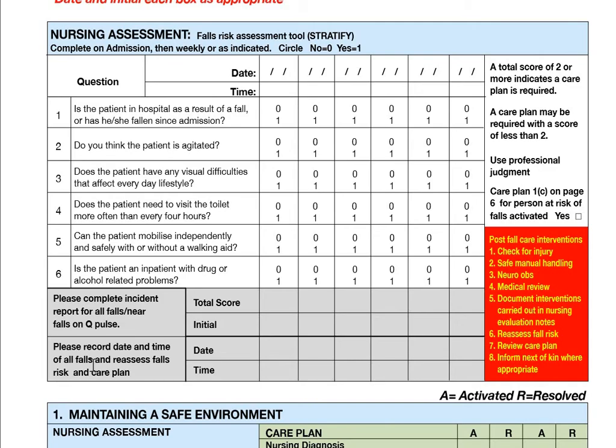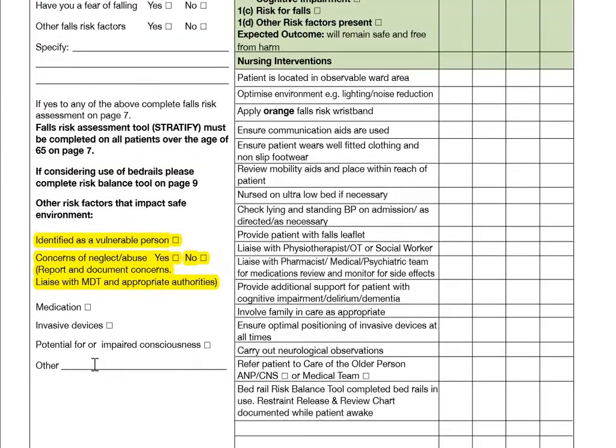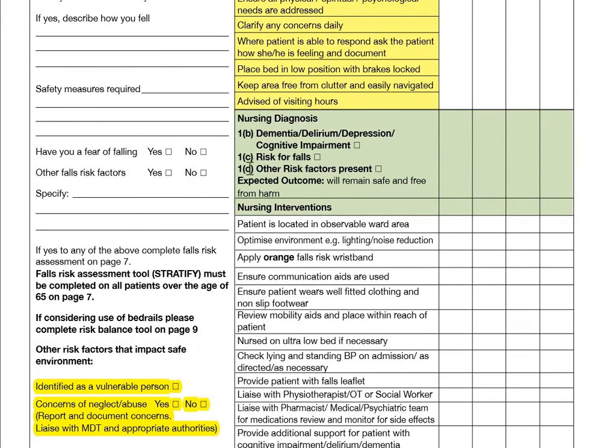So I will scroll back up to this page here. So again, it's this care plan here, 1C, risk for falls. So we tick this box and we activate whichever interventions that we will be applying for this patient. So for example, patients located in an observable ward area, we may activate that. Apply orange falls wristband, we'd activate that. Ensure patient wears well-fitted clothing and non-slip footwear. Review mobility aids and place within reach of patient. Nursed on ultra-low bed if necessary.